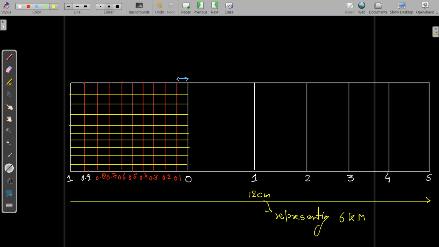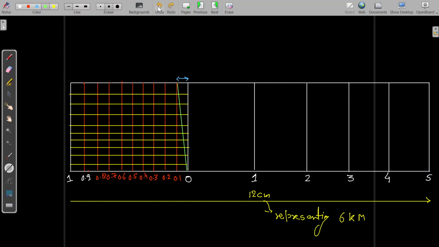Okay, so this I have divided into 10 equal parts. Okay, 1, 2, 3, 4, 5, 6, 7, 8, 9. Now the last step is the diagonal scale. So I have to join these points diagonally.